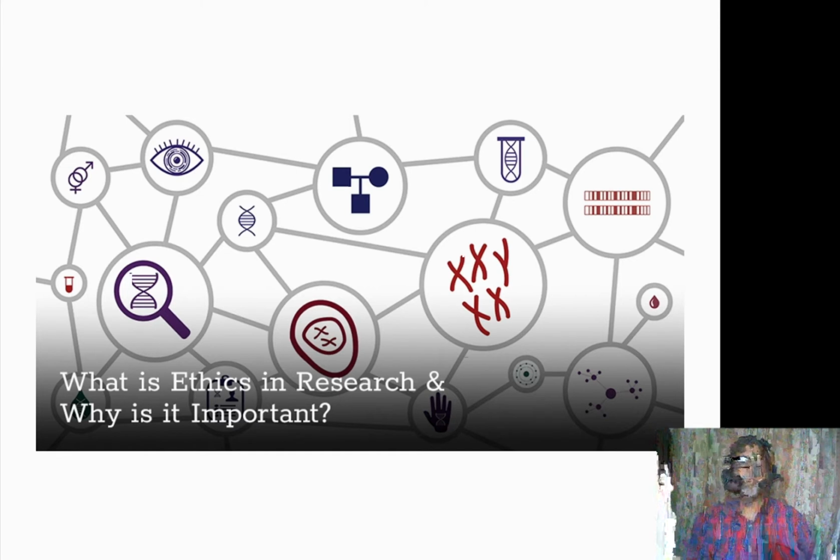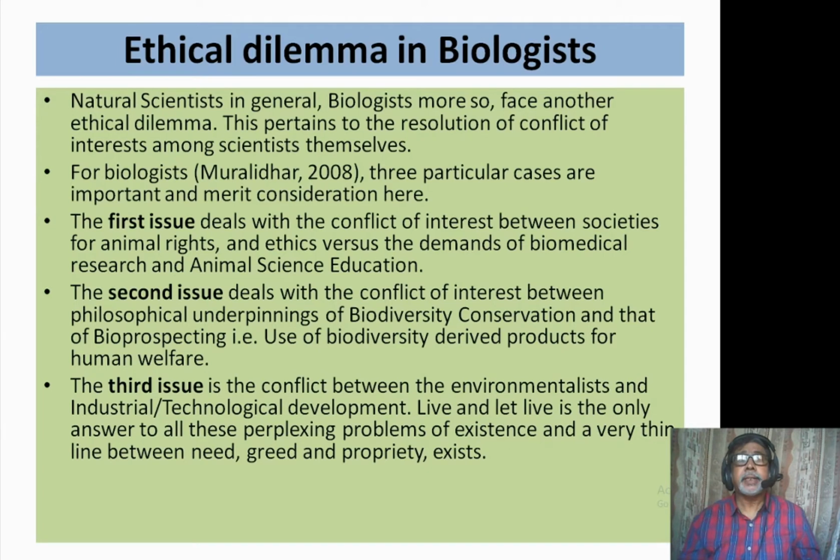So when you are dealing with such things like genetic engineering or molecular biology research, you need to understand what's the ethics behind these types of research. So there is an ethical dilemma in biologists. What is a dilemma? That means you cannot make out what you should do. So natural scientists in general, if you think about the biologists more so, they face another dilemma, and that's an ethical dilemma. This pertains to the resolution of conflict of interest among scientists themselves.